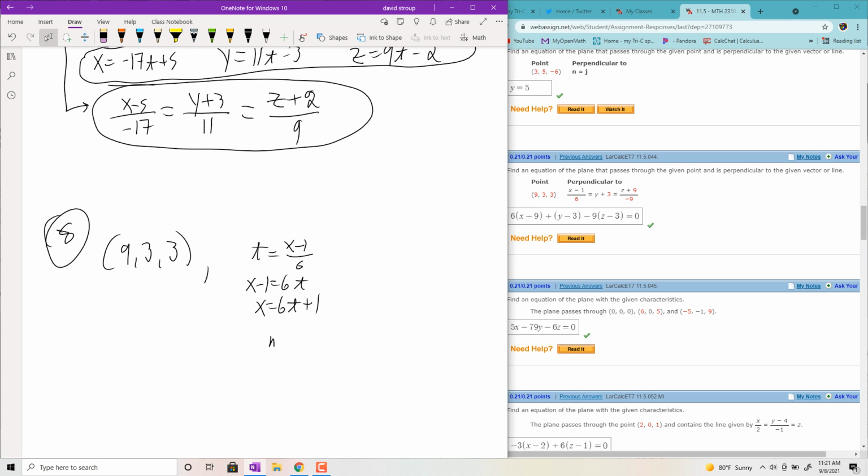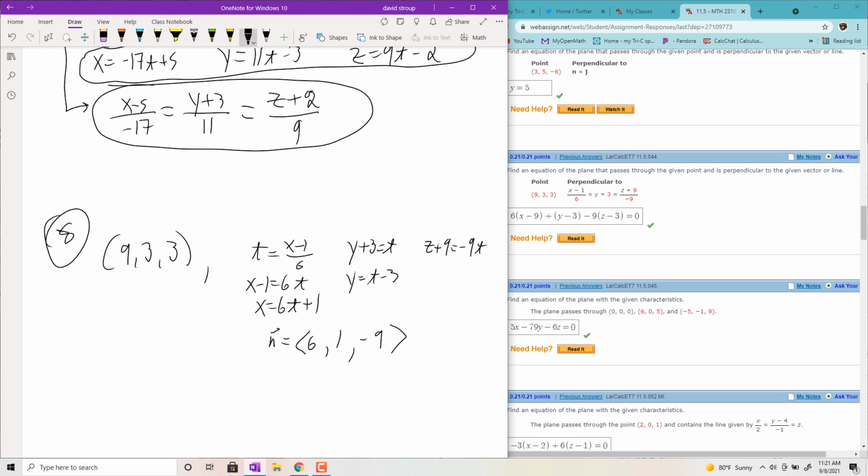So the normal vector, the first component will just be 6. And then the second component, y plus 3 equals t, so y equals t minus 3. So the second component is 1. And then z plus 9 equals -9t, so the third component is -9.